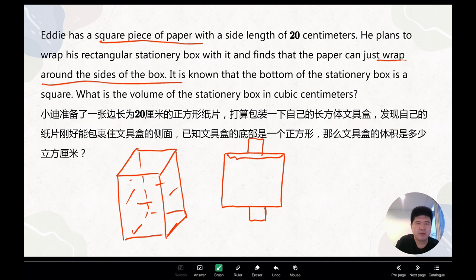And this part is what? This part is the perimeter of the square in the bottom and in the top. 我们这条边的长度是什么？它是我们整个底面的周长。And this bottom part is a square. So what is the side length of the square? The side length of the square is just 1/4 of it. So 1/4 times 20 equals 5. And then we just find out the side length is 5. And what is the height here? This height is just 20.